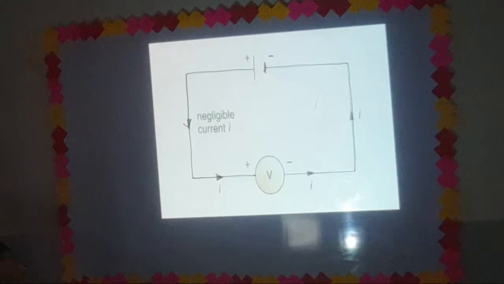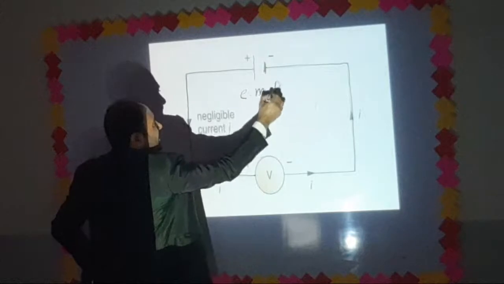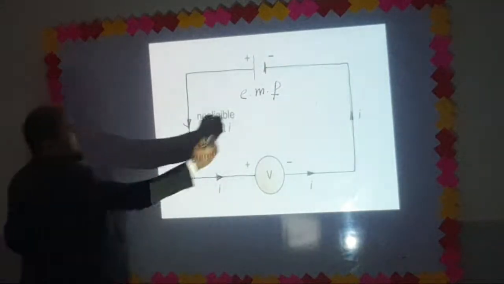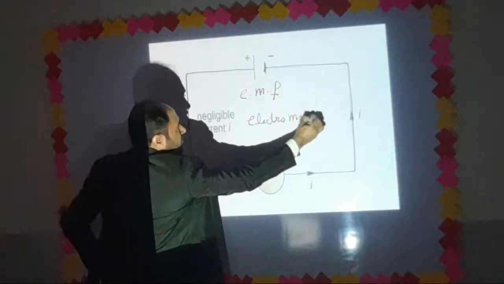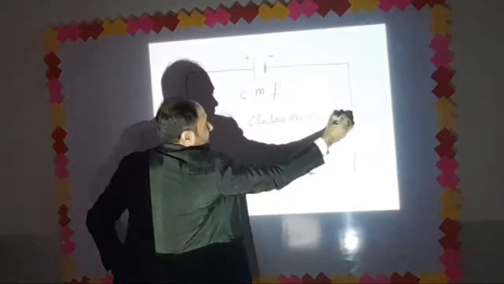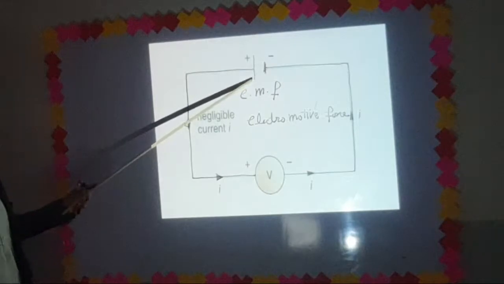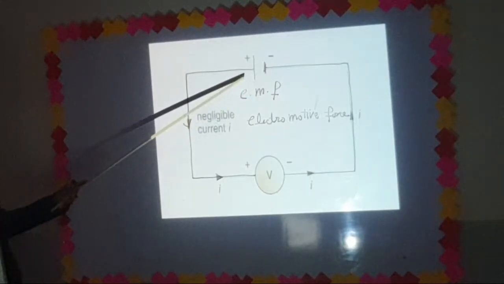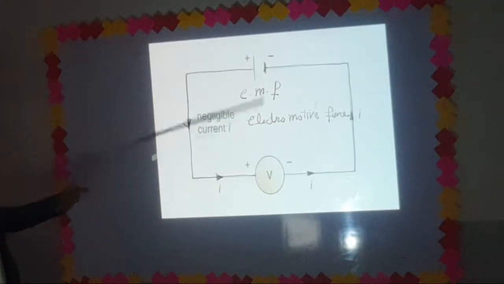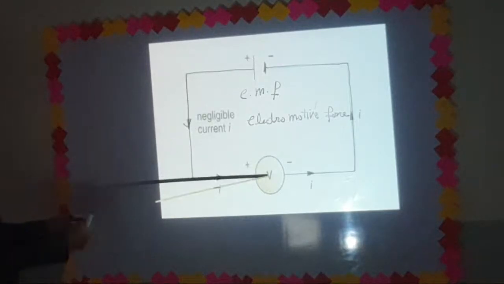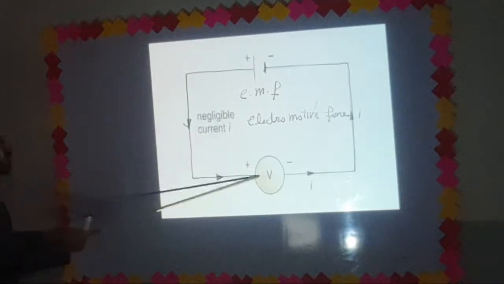The potential difference between 2 terminals of the battery is usually expressed as EMF. EMF stands for electromotive force. Electromotive force is basically the potential difference between 2 terminals of the battery. So if you want to measure EMF, you have to connect the voltmeter directly with the 2 terminals of the battery. Internal resistance of the voltmeter is very high, therefore negligible current will flow through it.